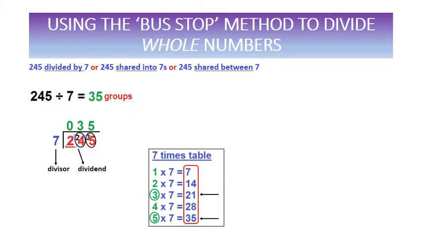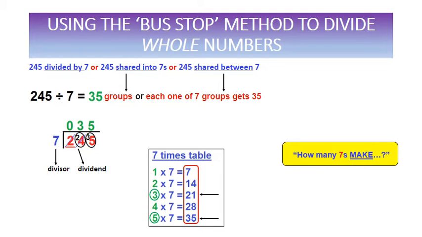And there's my answer. So if I'm looking at the way we can read that calculation, if we look at the second way, which is 245 shared into 7s, in other words, into groups with 7 in, there would be 35 groups. If I look at the third way of reading the calculation, so 245 shared between 7, imagine 7 friends, each one of those would get 35 of whatever it is we're talking about. And just as a reminder, I do think using this language is really useful. How many 7s, or whatever the divisor is, make.